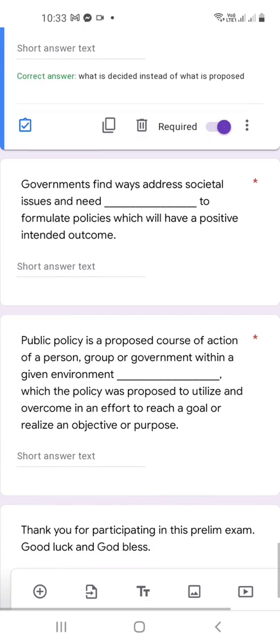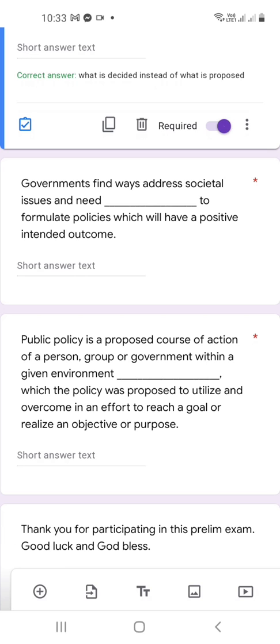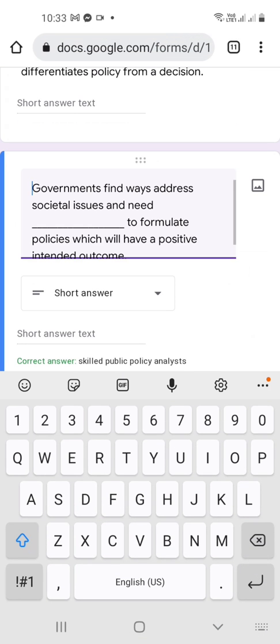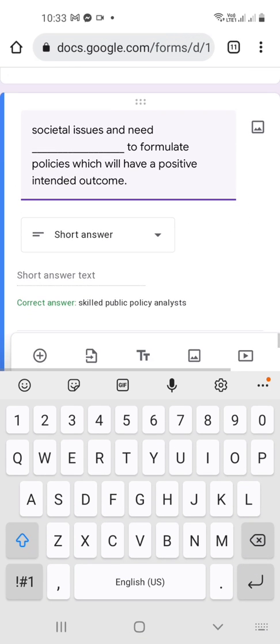Governments find ways to address societal issues, and need blank to formulate policies. So what is the correct answer? The correct answer is skilled public policy analysts. Some of you wrote there public policy analyst. Lacking is the letter S after analyst.